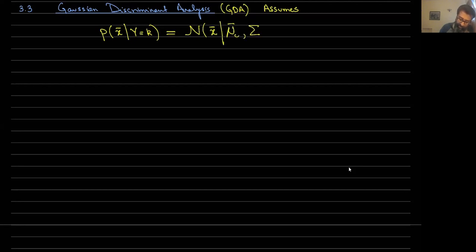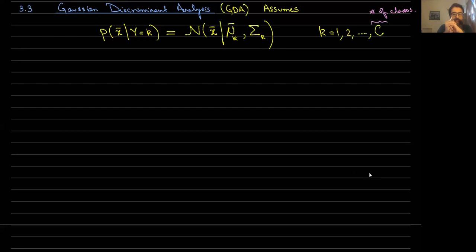So this is K here, and this is a K here, for K equals 1, 2, all the way up to capital C, where capital C is the number of classes. Let me just pause and make sure that everyone absorbs what this says.